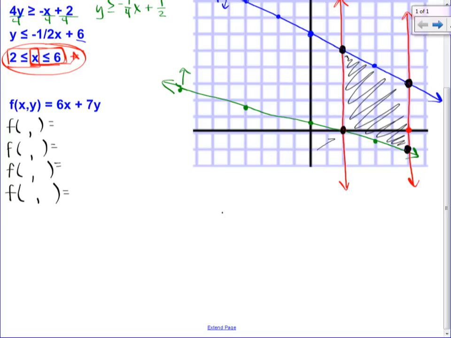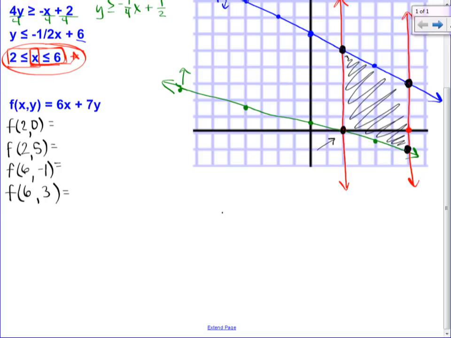This one? What is that? 2, 0. That's 2, 0. What about the one above that? 2, 5. Lower right is what? Negative 6, negative 1. And the last one, 6, 3. Okay, so you're going to write your coordinates of the corners.